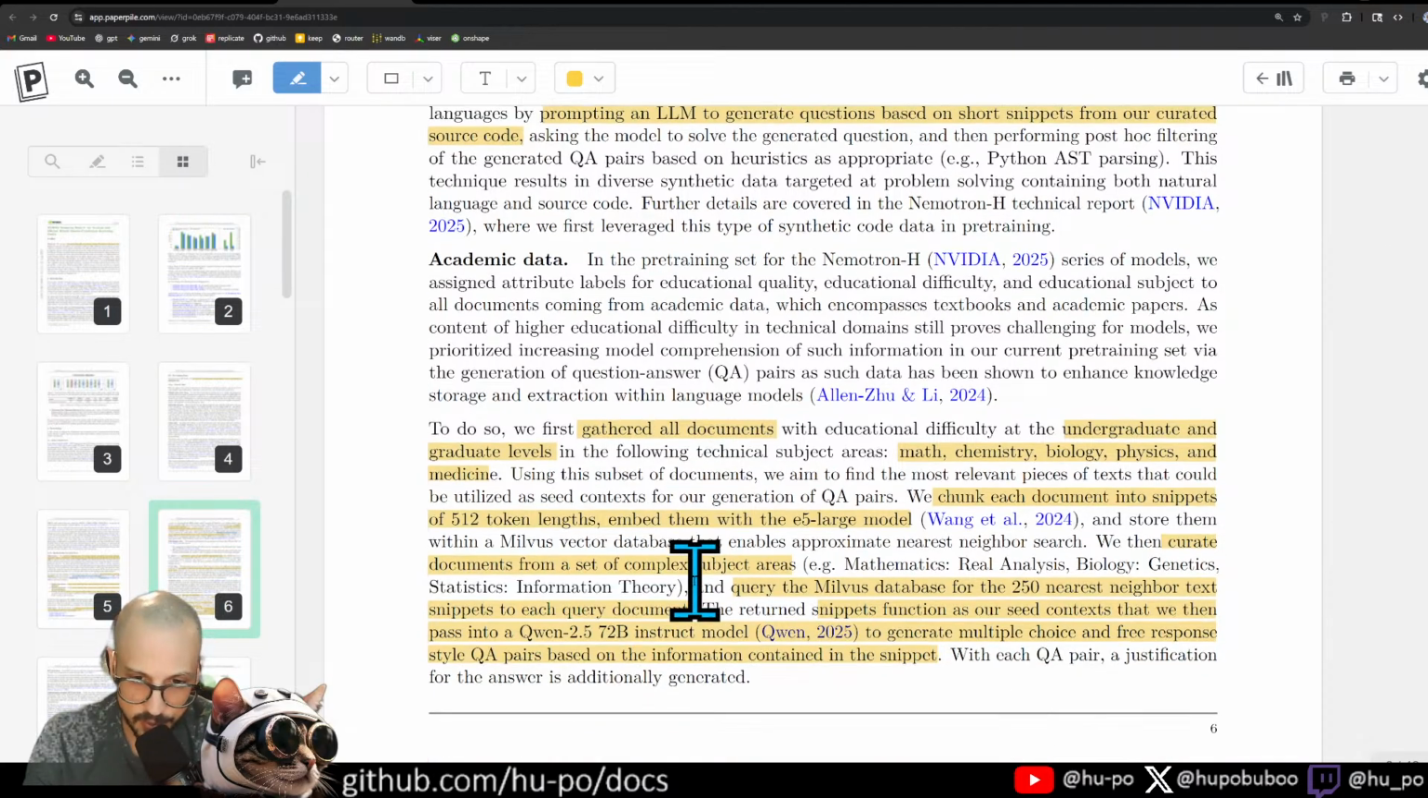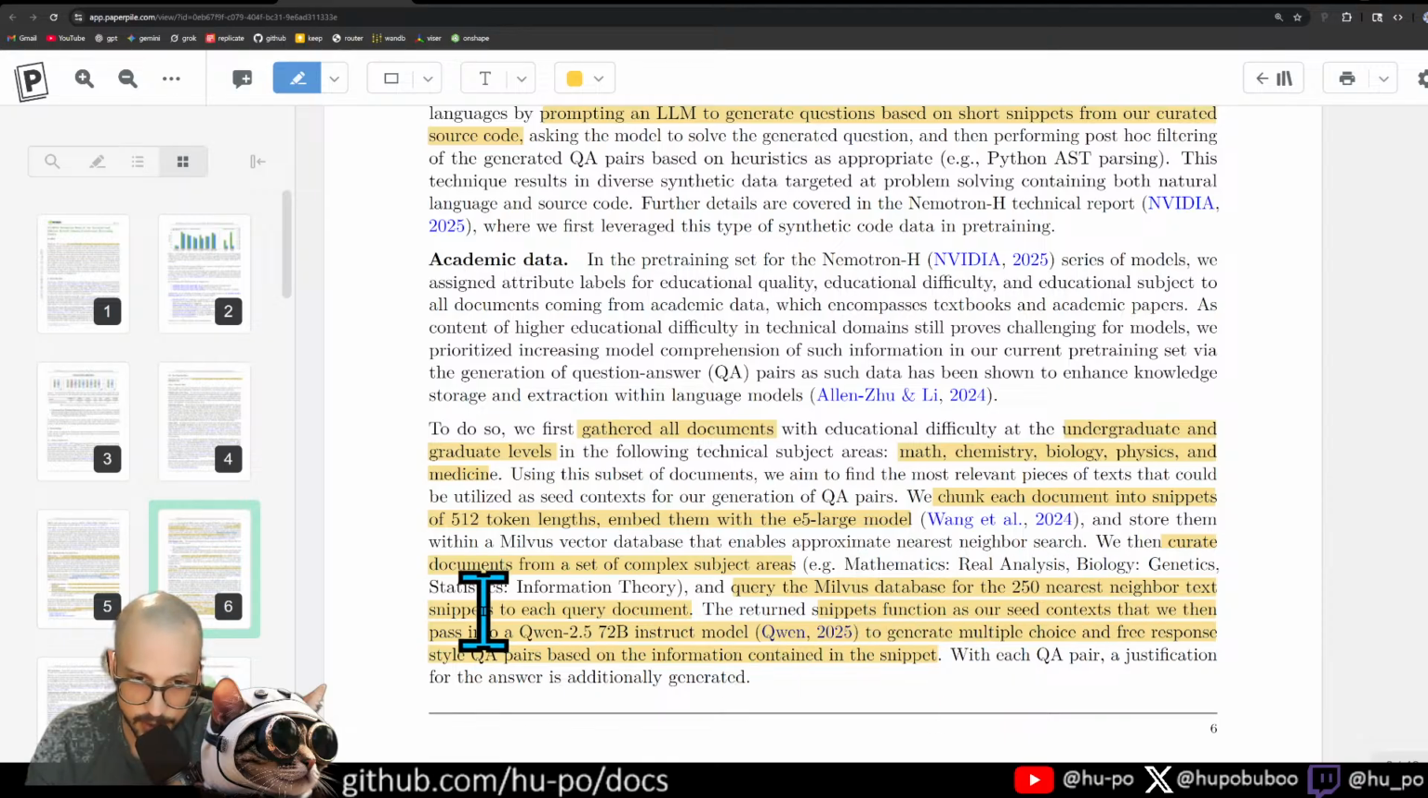This one was a little bit more complicated, but I thought it was interesting to highlight. They gather all the documents in undergraduate and graduate level math, chemistry, biology, physics, and medicine. Then they chunk each document into snippets and embed them with an E5-large model. So basically they're doing RAG here, right? They're going to take all this information and create little embedding vectors for every 512-token chunk.